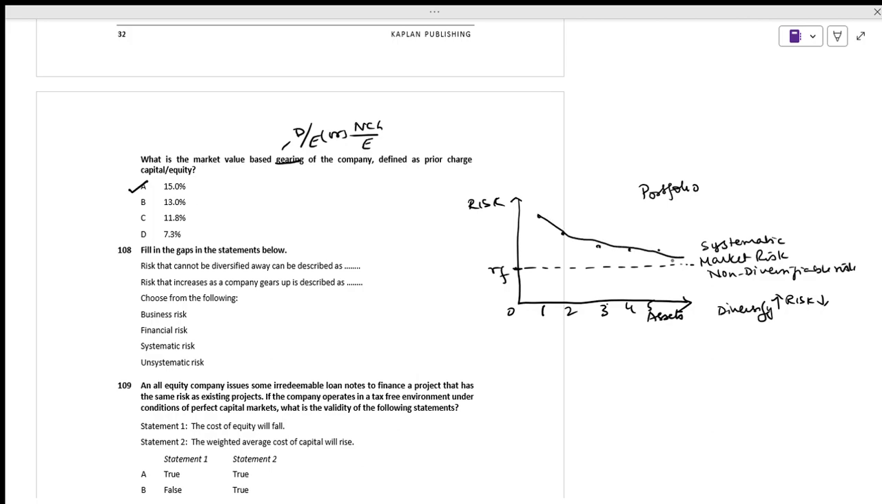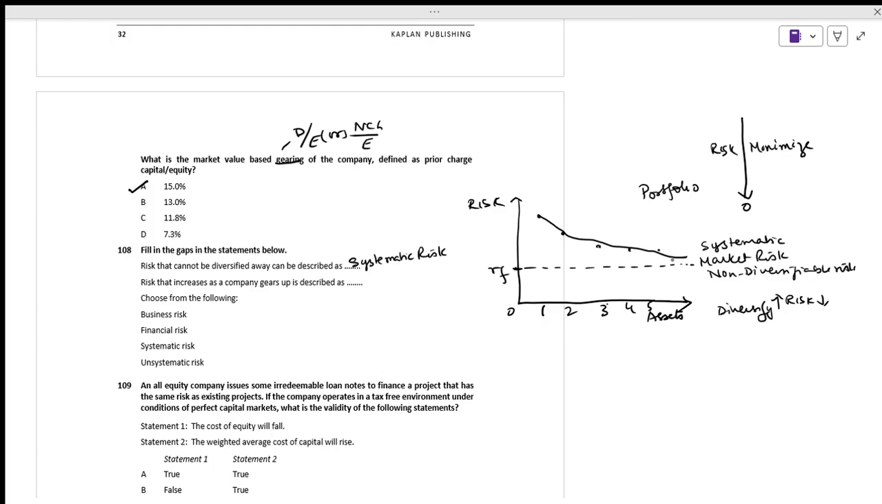But the rule says that risk cannot be zero. You can only minimize the risk. We cannot make risk zero. Nobody in the world can say that we can make risk zero. Risk that cannot be diversified, non-diversifiable, this type of risk is called systematic risk. We will cover this in different places till the end.